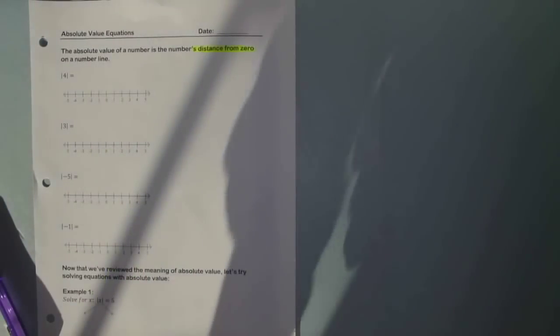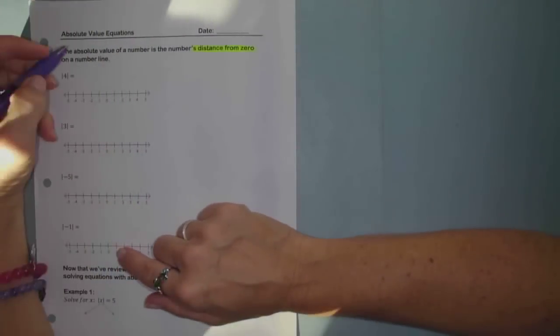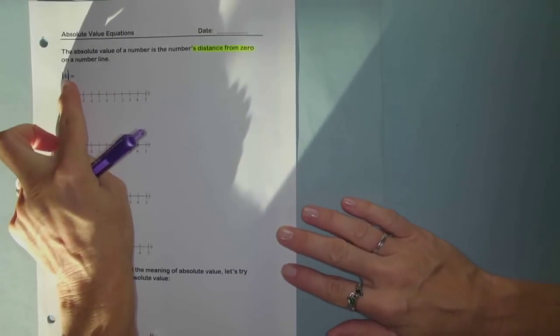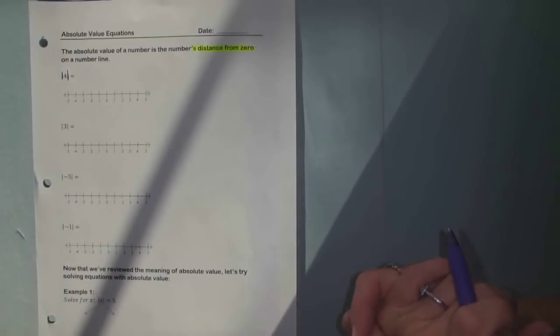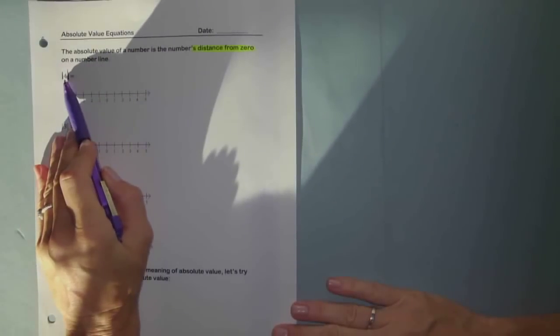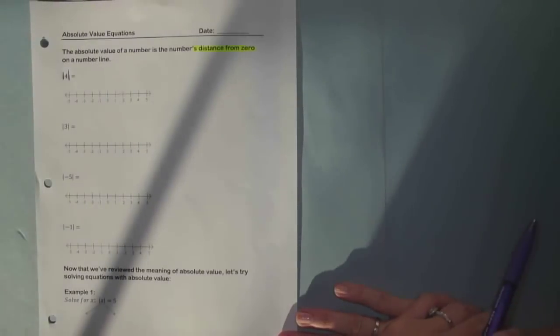Okay, and the math notation to indicate that you're dealing with absolute value are these straight vertical bars. So when you see these straight vertical bars wrapped around a number, so it's not soft parentheses, straight bars wrapped around a number, you know that you're being asked to find the number inside's distance from zero on the number line. So let's take a look at the absolute value of 4.